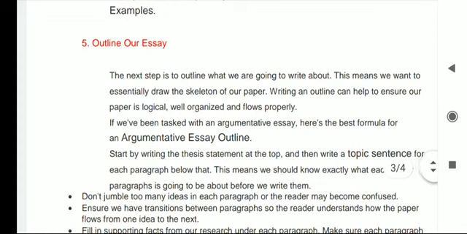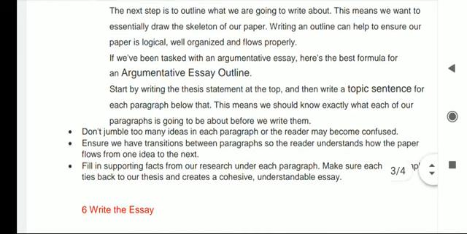Now, outline our essay. The next step is to outline what we are going to write about. This means we want to essentially draw the skeleton of our paper. Writing an outline can help to ensure our paper is logical, well organized, and flows properly.